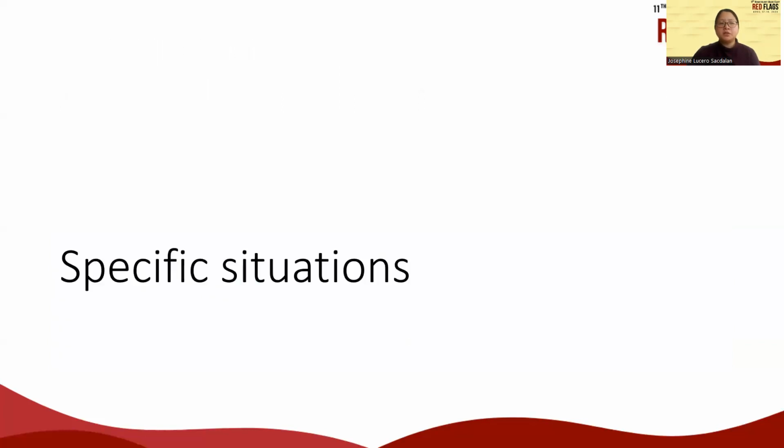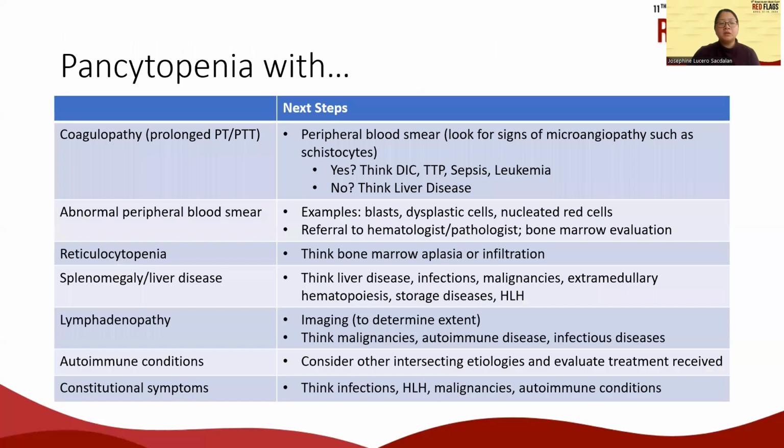Moving on to some specific situations that may be of importance. When pancytopenia is accompanied by other clear signs and symptoms or laboratory results, there are certain next steps that should come into your mind. When pancytopenia presents with coagulopathy, as seen by prolonged PT and PTT, a peripheral blood smear becomes very important for you to look for signs of microangiopathy. And if this is present, you should think of DIC, TTP, sepsis, or leukemia. And if not, maybe there is an underlying liver disease.